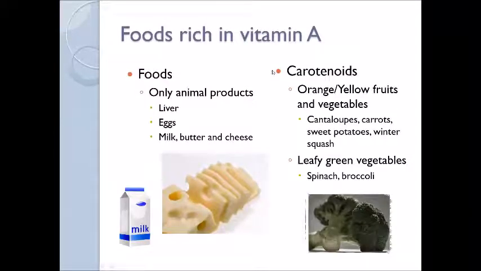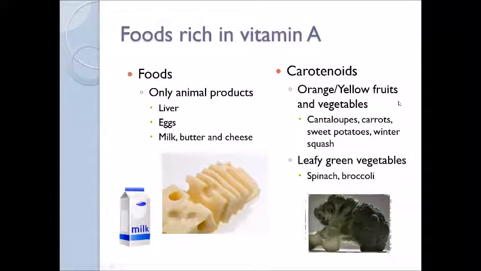Here are some food sources that are rich in vitamin A. You have liver, eggs, milk, butter, and cheese. Remember, earlier we said that fat soluble vitamins are stored inside fats and the liver. This is why the liver of animals such as cow, for example, has a lot of these vitamins inside of it, because that's where some of those fat soluble vitamins are stored. So liver is going to be a good source of vitamin A.